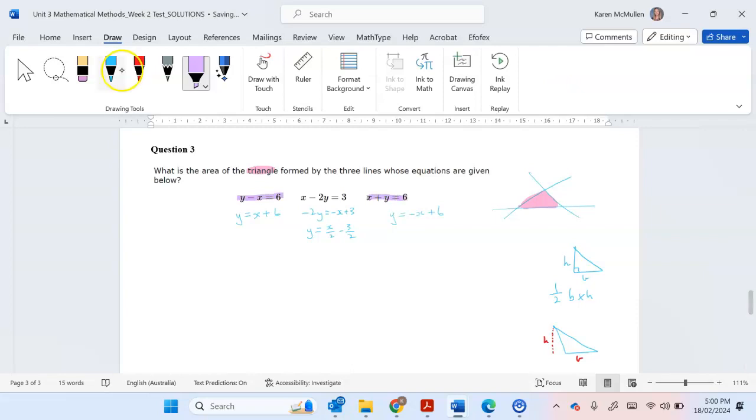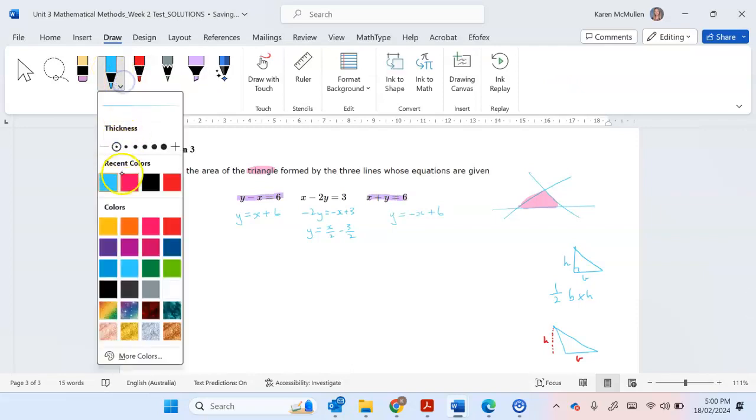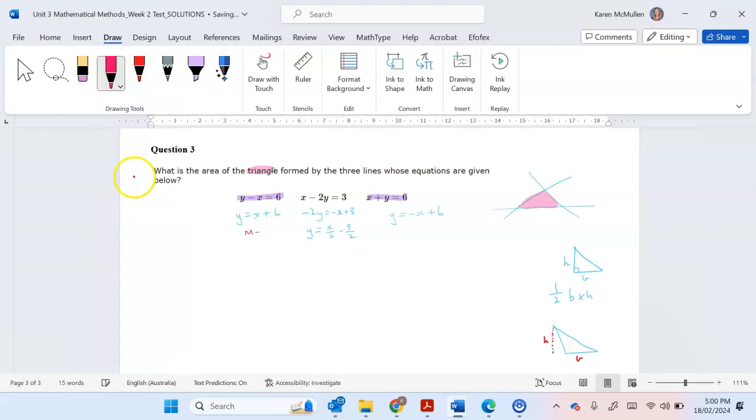And the reason I know that is because, I'll write this in pink, the gradient of this one is 1 and the gradient of this one is negative 1. They're the negative reciprocal of each other. The reason it's 1 and 1 is because if we wrote 1 as a fraction, it's 1 over 1, so its reciprocal is 1 over 1. So they're your two perpendicular lines. So just a quick check like that confirms the fact that it's a right angle triangle.